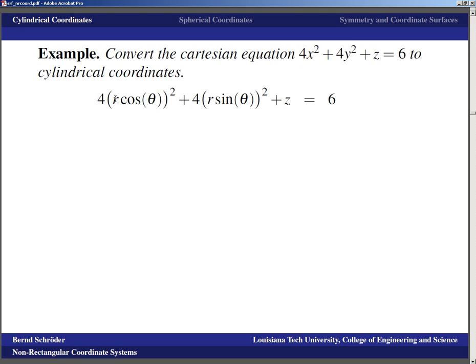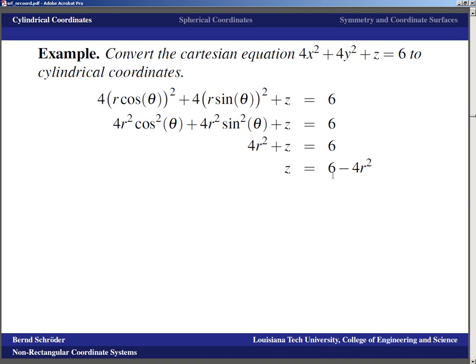I chose here to plug in x equals r cosine theta and y equals r sine theta. And when I do that, I end up with 4r squared cosine squared theta plus 4r squared sine squared theta plus z equals 6, and I realize I can factor out the 4r squared, and cosine squared theta plus sine squared theta is equal to 1, so I end up with 4r squared plus z equals 6, and that means z equals 6 minus 4r squared.